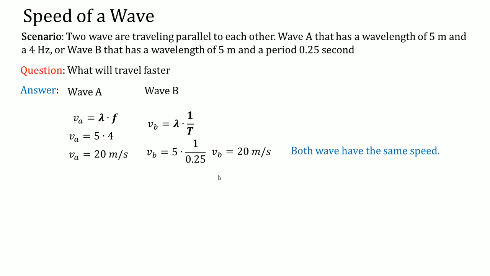So notice both waves here are the same speed. You might think that they're different, but they're not. The 4 hertz is the same thing as having a period of 0.25 because of that relationship. So there you go. That is everything that you need to know when it comes to the characteristics of a standing wave as well as the speed of a wave for the AP Physics 1 exam.